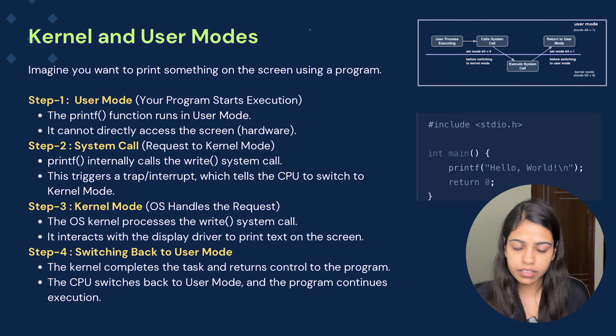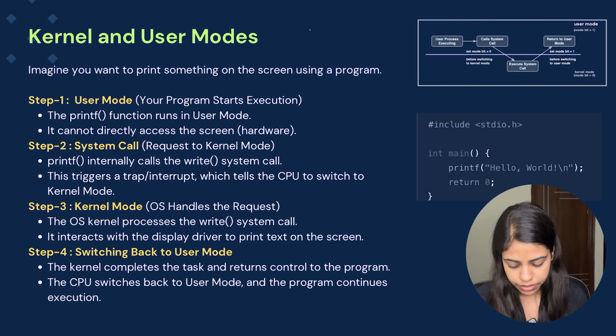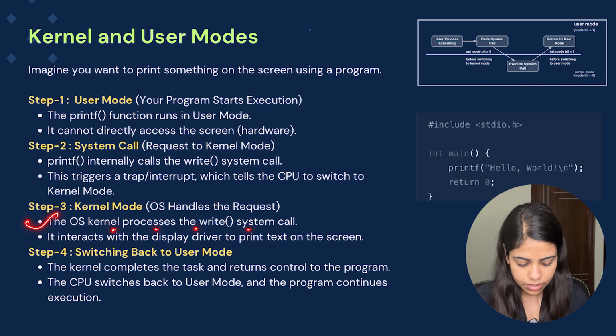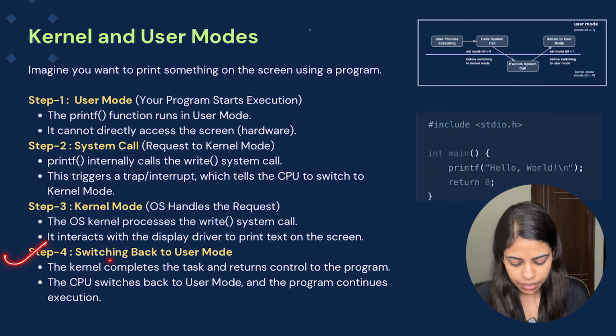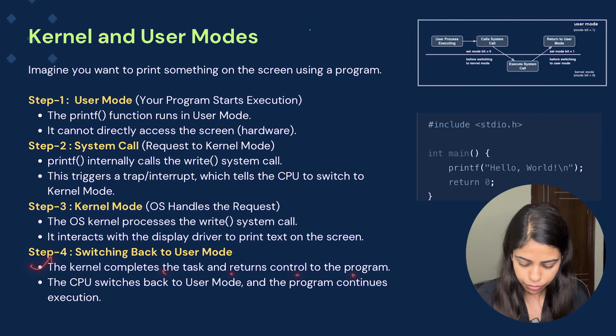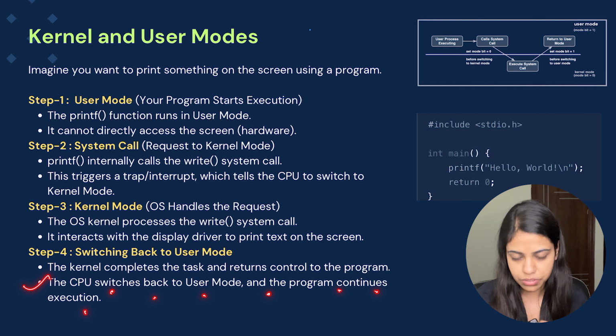Now step 3 in the kernel mode. The OS handles the request. The operating system kernel processes the write system call. It interacts with the display driver to print that particular text on the screen. Now as part of step 4, switching back to the user mode. The kernel completes the task and returns the control to the program. The CPU switches back to the user mode and the program continues the execution.